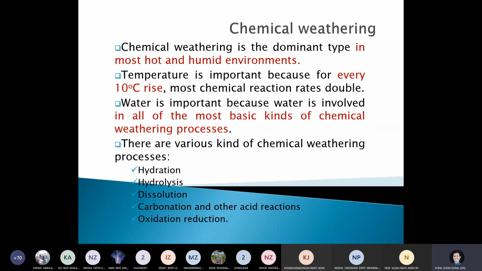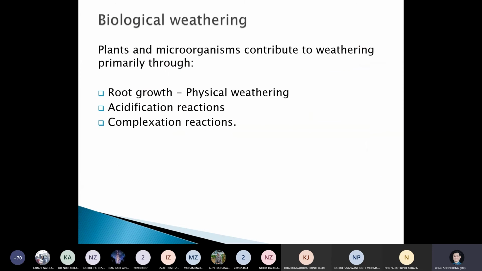Chemical weathering. Last time we talked about the carbonic acid in the rainwater. So this is one example of chemical weathering. The other one is the sulfuric acid that happens in some of the soil, and it causes hydration, hydrolysis, everything I have covered. So I will skip as well. Moving on, biological weathering. This is caused by plant and microorganism root growth, and also acidification reaction and complexation reaction.